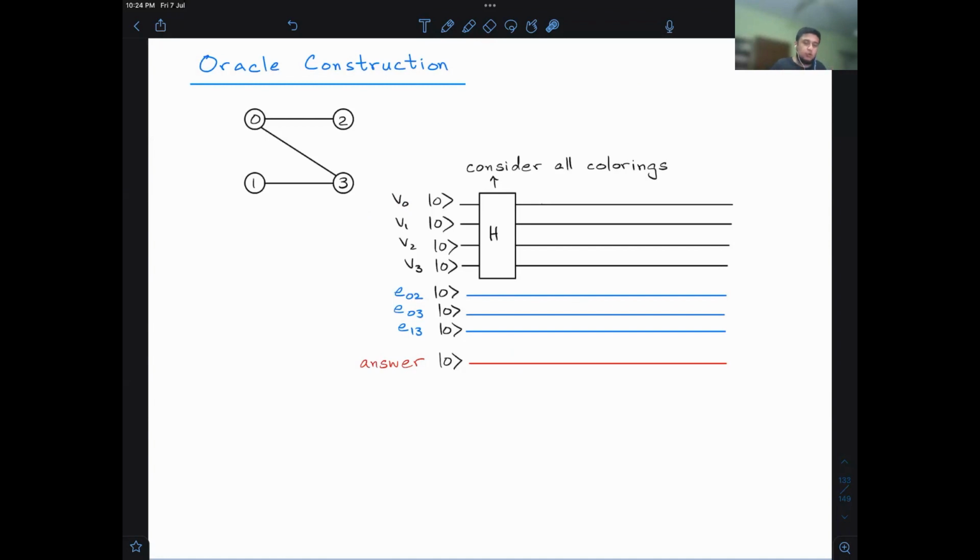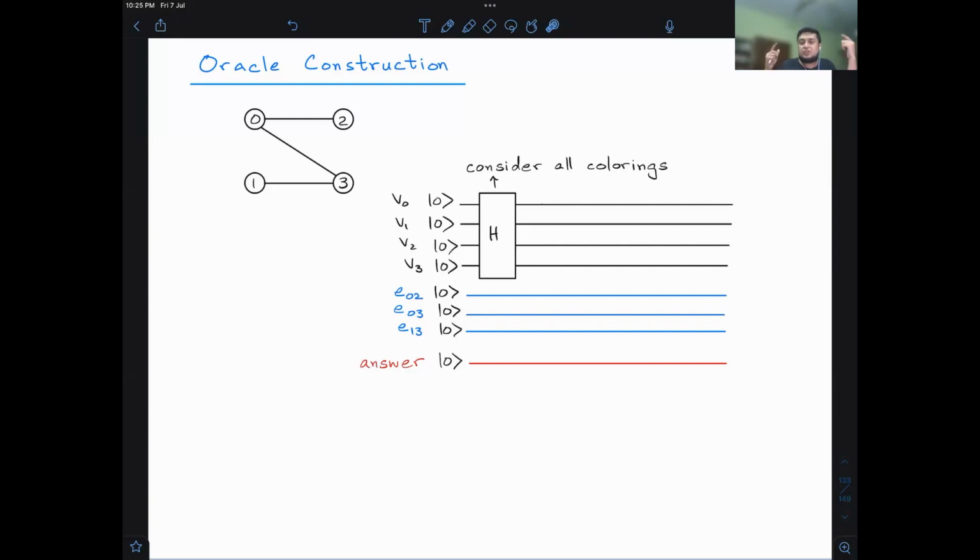So let's go through now an oracle construction for this particular graph, and hopefully this will finally answer the question about, hey, where does the oracle come from? Obviously the first step, as always, is to apply Hadamards, because I don't want to consider just one particular coloring of these four vertices, where these are the four vertices I'm considering. I want to consider the uniform superposition of all possible colorings.